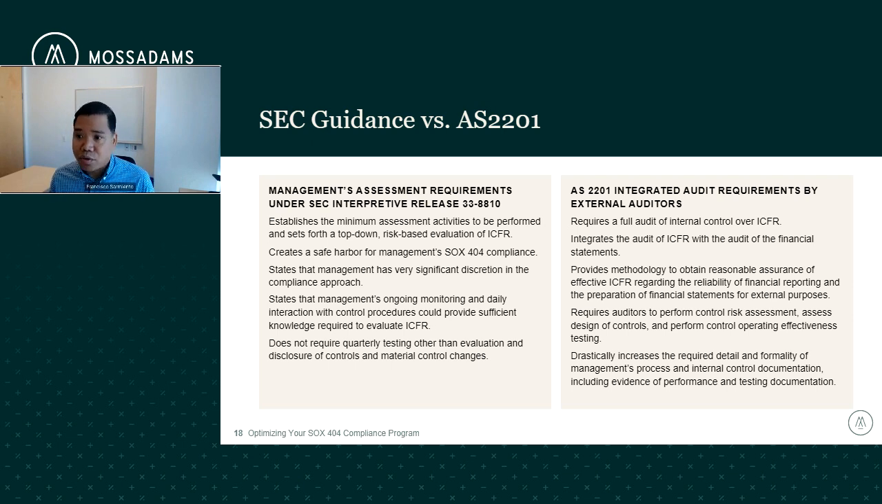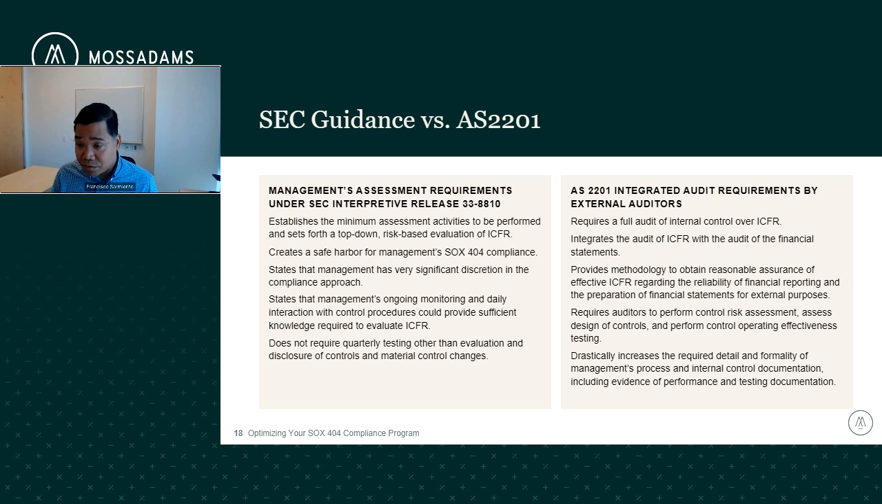So when you're 404B, your external auditors, not management, will have to follow AS 2201. The challenge there generally is finding the balance of how we can leverage SEC interpretative guidance and at the same time comply with external auditors, and that's wherein the rely versus non-rely would play into the mix. But the rule is your external auditor has to follow the PCAOB.